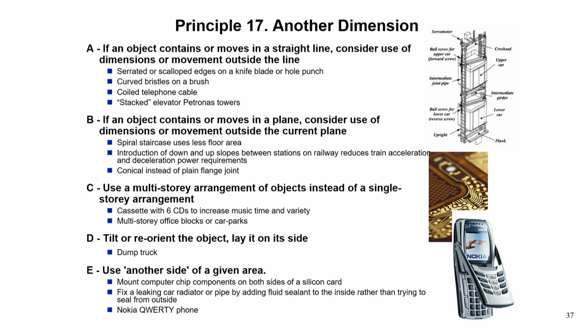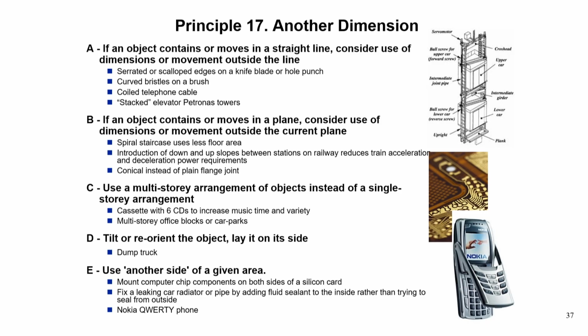Principle 17 is interesting. Principle 17 focuses on adding a further dimension, and that is extremely useful in terms of making a system compact. That is why there are so many examples of it. The first group of examples is that if an object contains or moves in a straight line, consider use of dimensions or movement outside the line, so that you are adding another dimension. For example, you coil a telephone cable so that it remains small and compact, but whenever needed a person can extend it to a much larger distance.